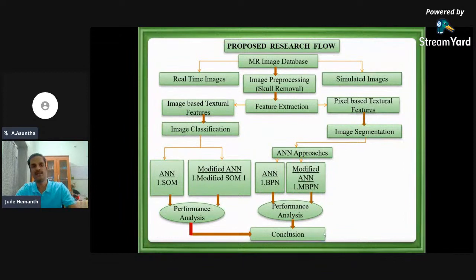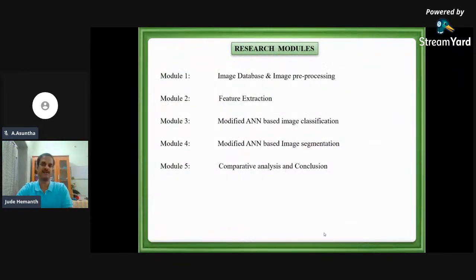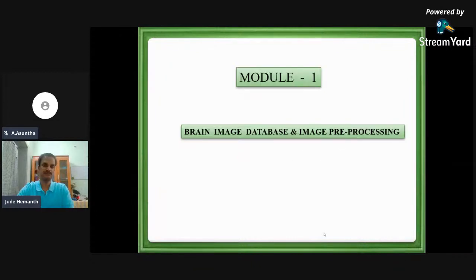Then we go for image classification on your left-hand side and image segmentation on your right-hand side. We see two networks for classification. We see two networks for segmentation. Then we'll go for a performance analysis. So these are the different research modules. First one is we are going to see about the image database and image pre-processing.